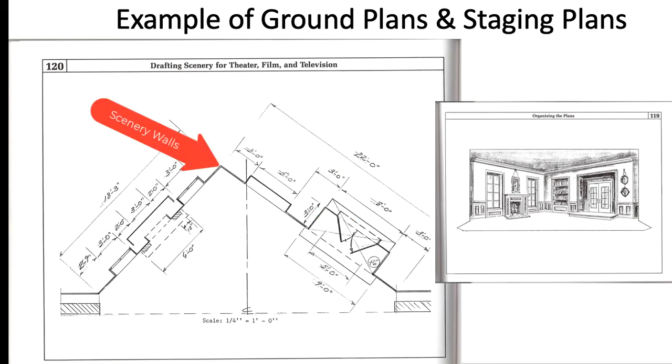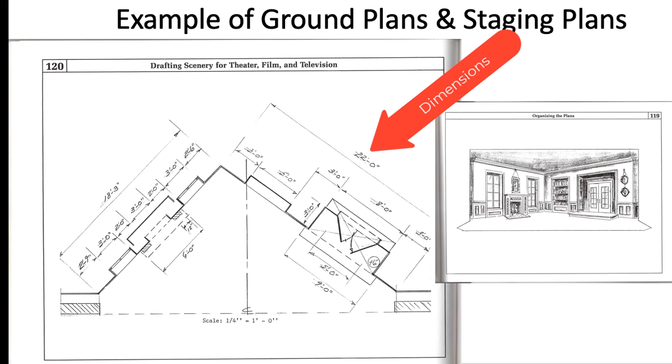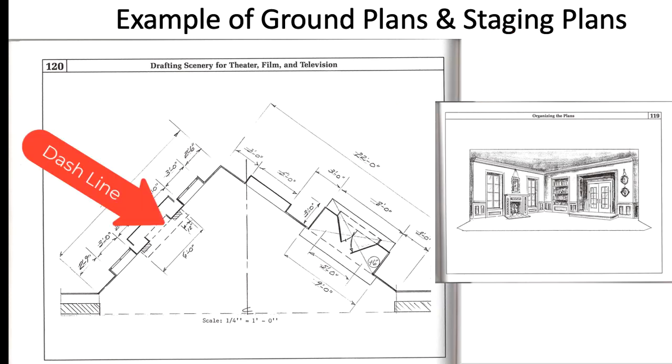The thicker lines are the walls of the set, and these thinner lines that have arrows on the end indicate the length of a set piece or the dimensions. If you see a dashed line on a ground plan, that indicates that there's a piece of scenery that's above head, or at least above that 4-foot cut line where the ground plan is actually drawn from.